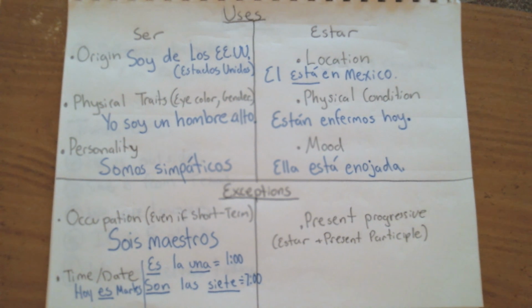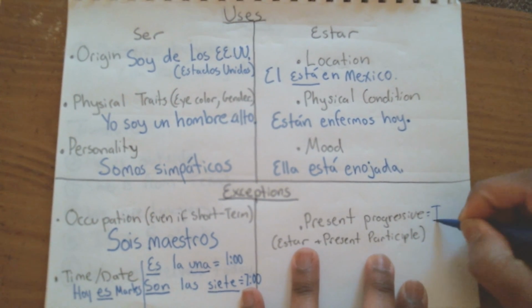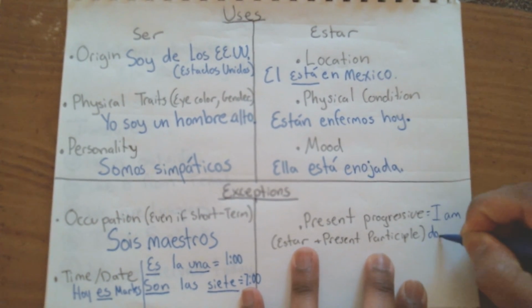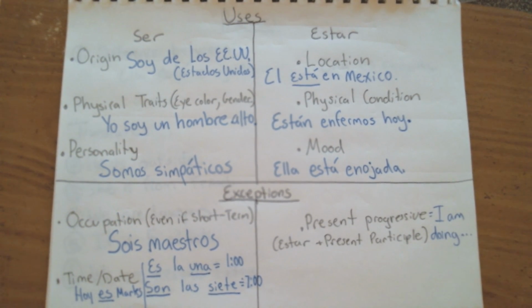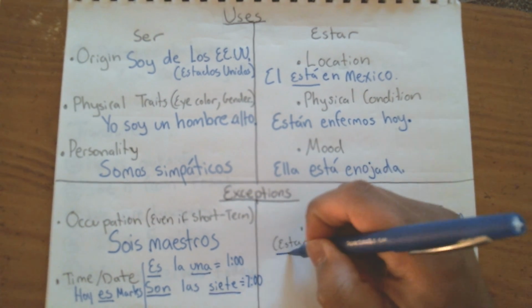Now, finally, we get over to estar. Estar is used to form the present progressive. And the present progressive is basically the idea I am doing. Like if you say I am eating, I am writing, he is swimming, we are looking. Anything you are doing right now, the am in that sentence, I am, he is, she is, you are, that part of the verb is always estar.